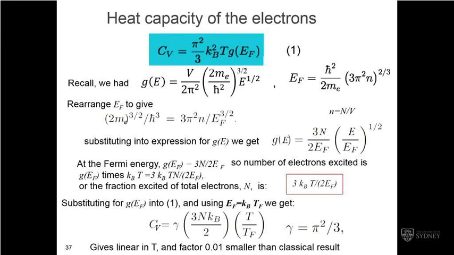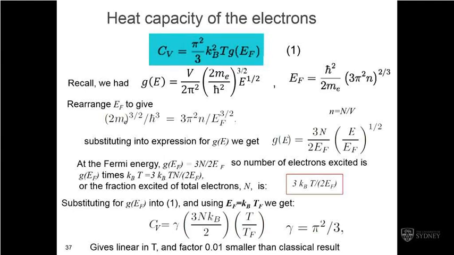So what's the point now? Now we've got an expression for G of EF. Here, we just substitute that into this equation to get rid of this term, which we didn't really fancy. And you obtain this expression here. The gamma, we've just pulled out that pi squared over 3. You can easily put that back in there. So this is basically the derivation of the heat capacity for the free electron model that we're talking about.